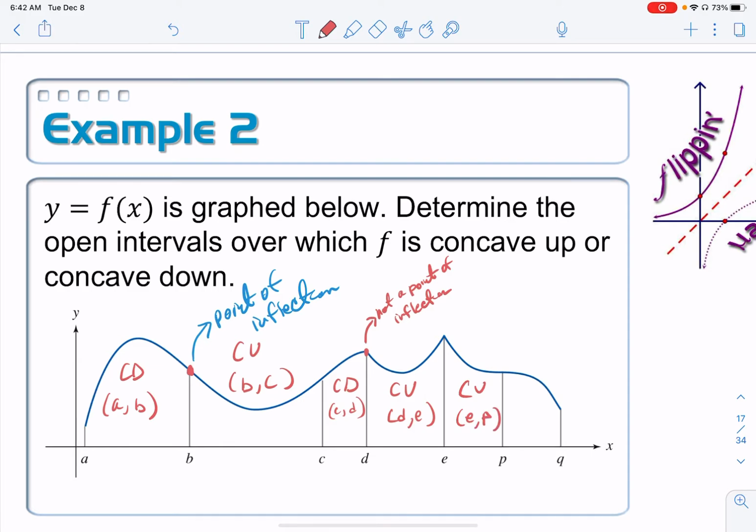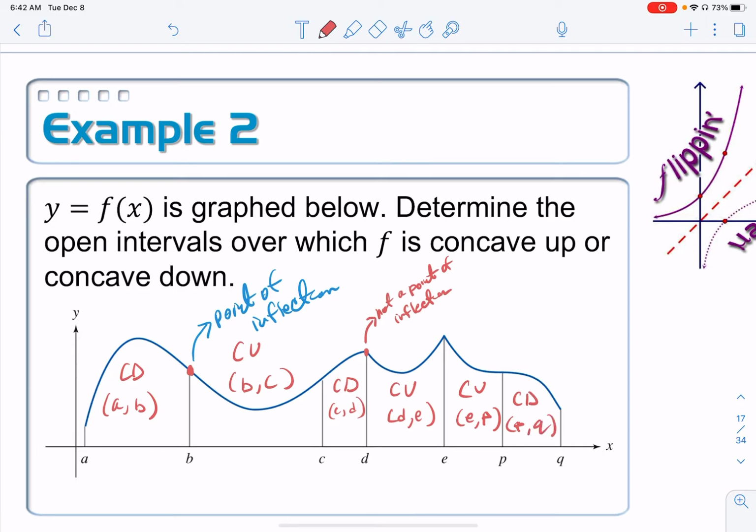And there's nothing special about this particular cusp. It keeps its concavity, and you have some sort of sharp turn there. And then finally, we have the interval from P to Q, and from P to Q, we have a concave down type of shape. Concave down from P to Q.